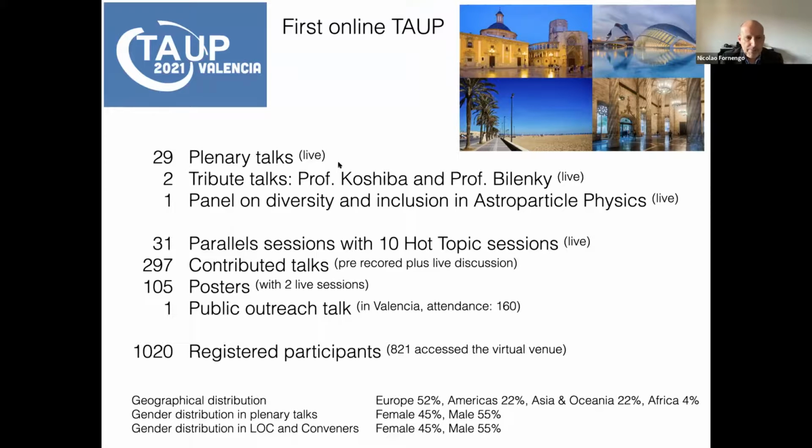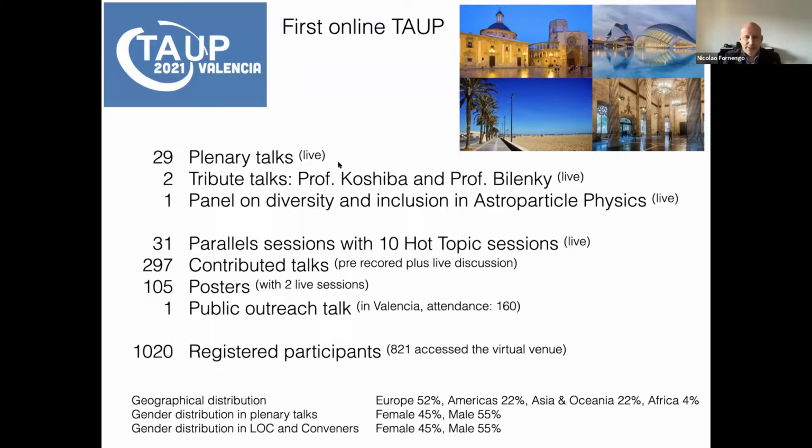The number of parallel sessions altogether was really remarkable, and it's very large, 31, with almost 300 contributed talks. Everything was pre-recorded, and then, as you saw, we had live discussion. This poses a very large complexity in the organization. A very large number of posters, also more than 100, and there was a public outreach talk which was held in Valencia in presence with a very large attendance. Moreover, in COVID times, 160 people is really a great achievement.